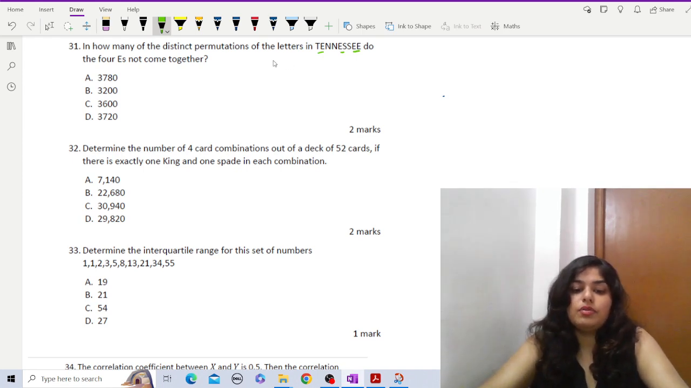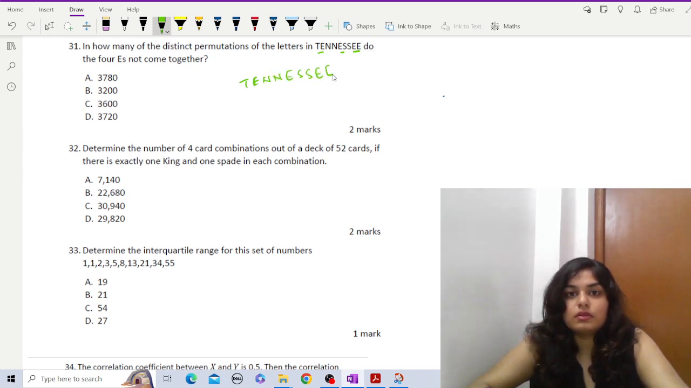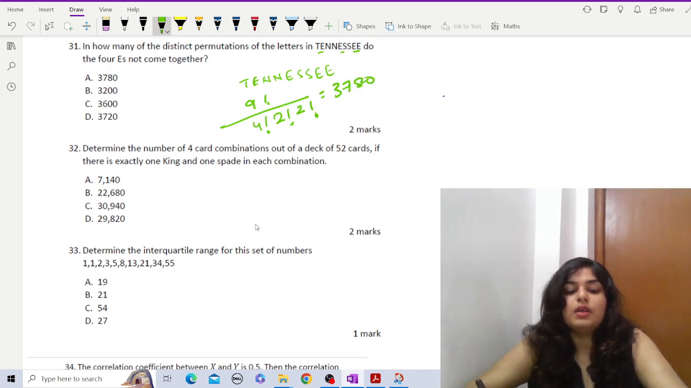So first of all, we have to find out in how many ways we can actually arrange the word Tennessee. So as you know, in the word Tennessee, there are 9 letters. So 9 different ways. And here we have 4 E's that can be arranged in 4 different ways, 2 N's that can be arranged in 2 different ways, and the remaining S that can be arranged in 2 different ways. So that will give us 3780. Okay, now the number of permutations in which all E's are together.